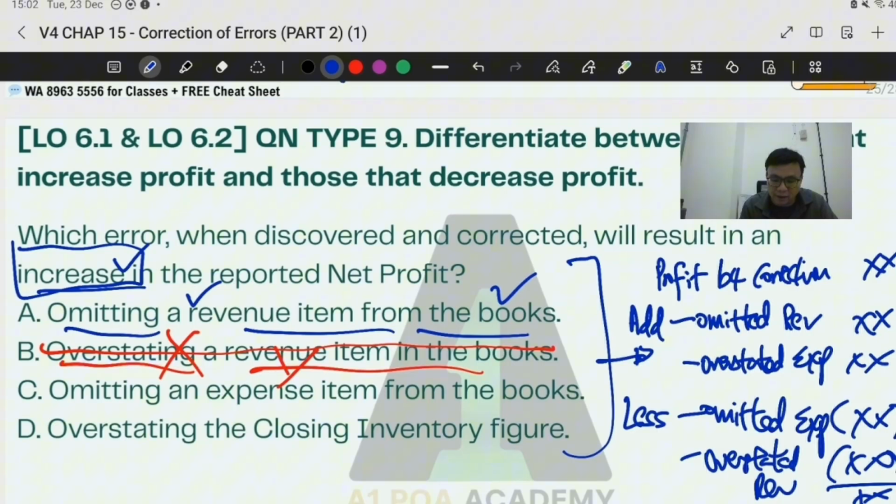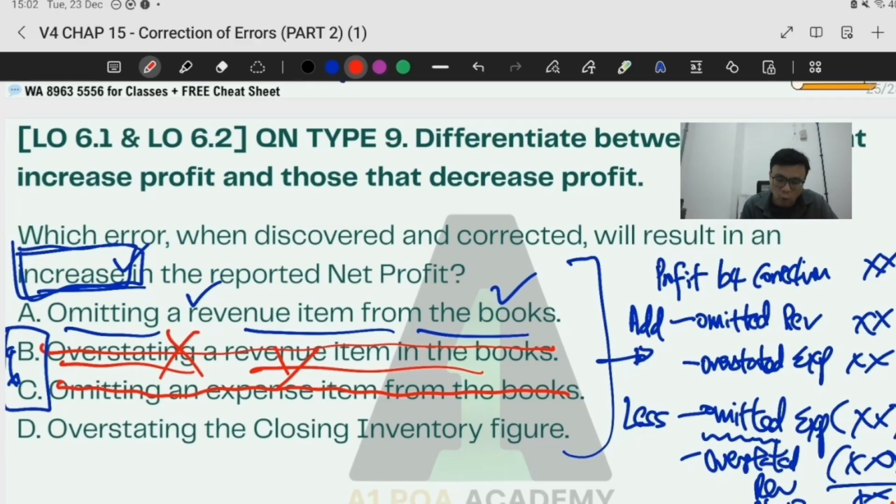C, omitting an expenses item from the book is the same as B. Exactly the same, right? The effect is the same. Omitting an expenses from the book is here. When you omit the expenses, right, the net profit as a whole will reduce. It will not increase. So therefore, C is the wrong option.